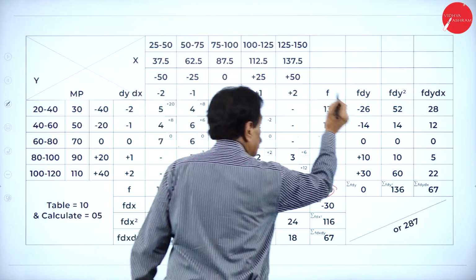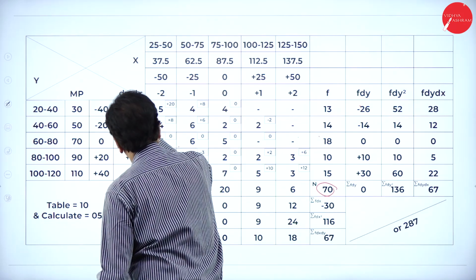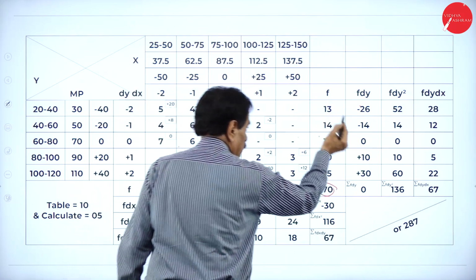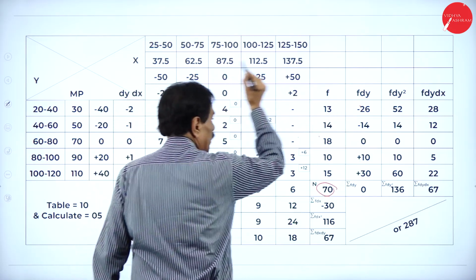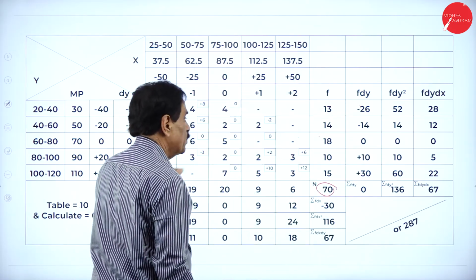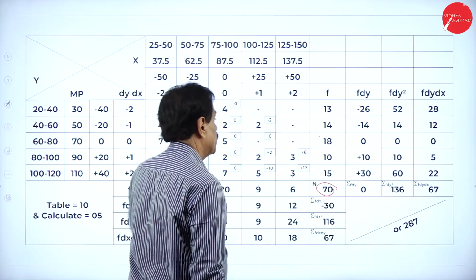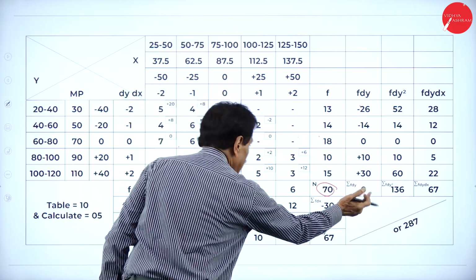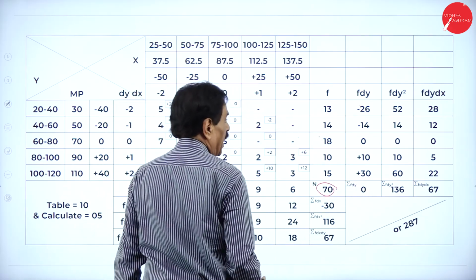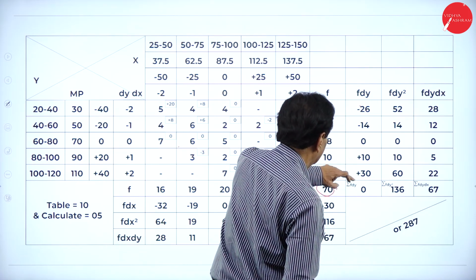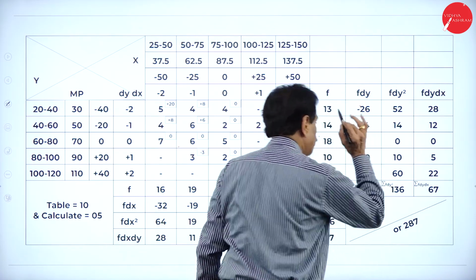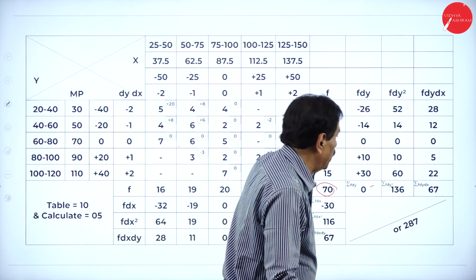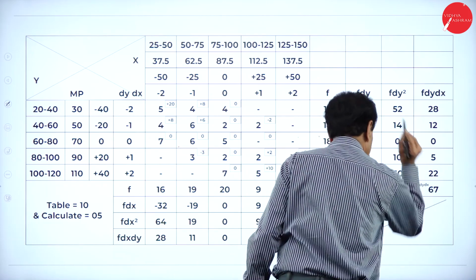13 twos are 26, minus 26 into 2 plus 52, 14 into 1 minus 14, 14 into 1 plus 14, 0 into 0, 0, 0, 10 ones are 10, 10 ones are 10, 15 twos are 30, 3 twos are 60. Add the figure, 30 plus 10, 40, here 40 is 0. Here 2 plus 4, 6, 5 plus 1, 6, plus 7 plus 6, 136.